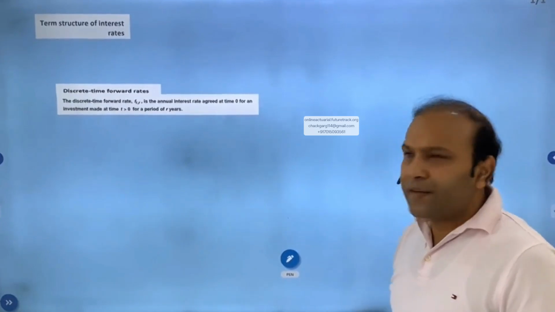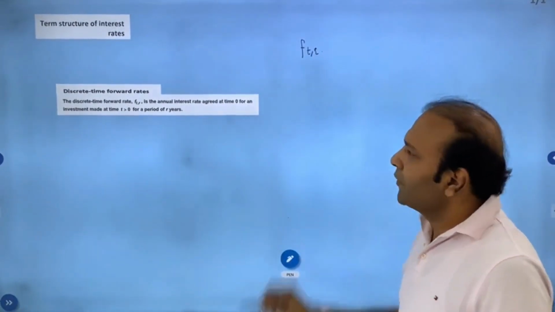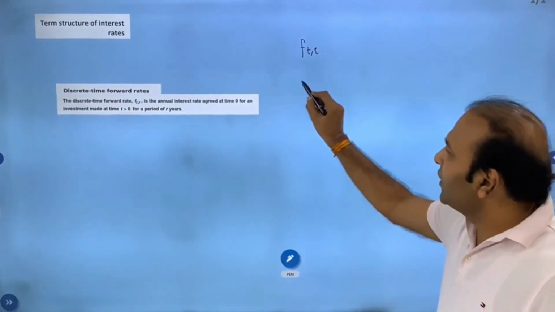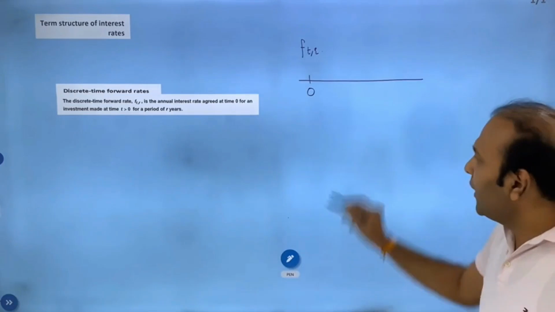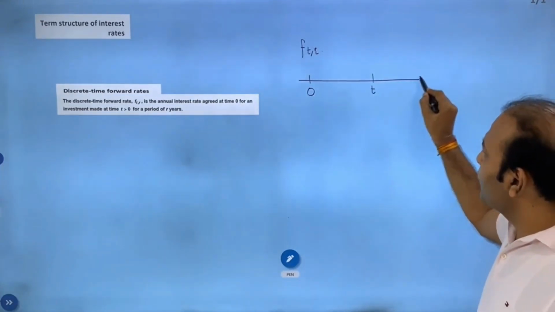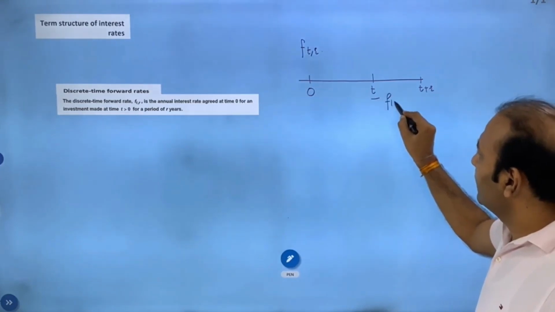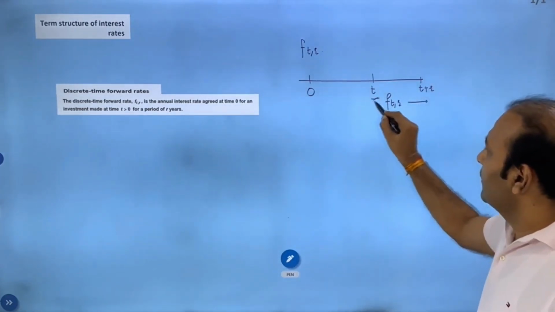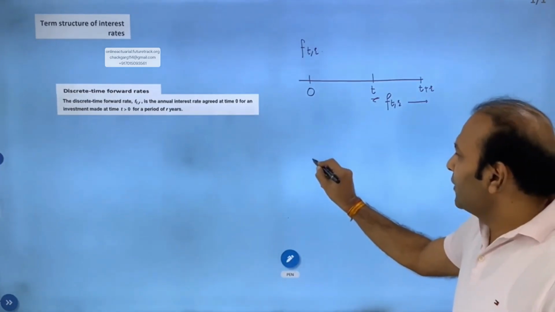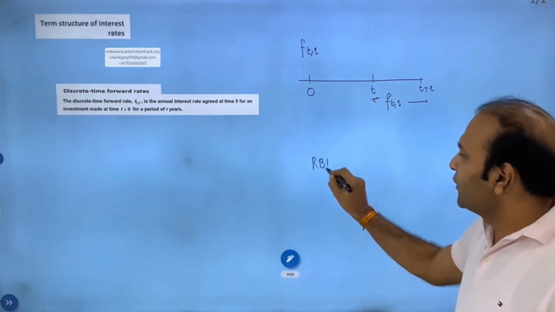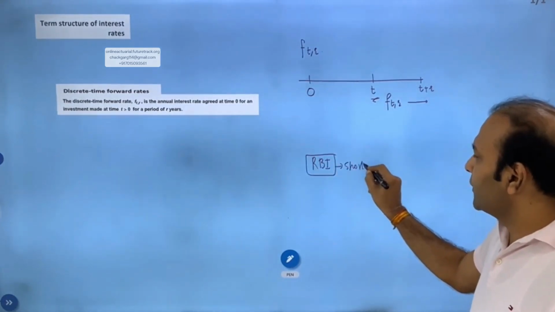Next is the discrete time forward rate. It is denoted by f(t,r). This is the annual return which is agreed at time 0 and this is the return which you will get in between time t to t plus r. Now, what is the meaning of this? Why do we require this? In India, RBI is responsible for deciding a short-term rate of interest.